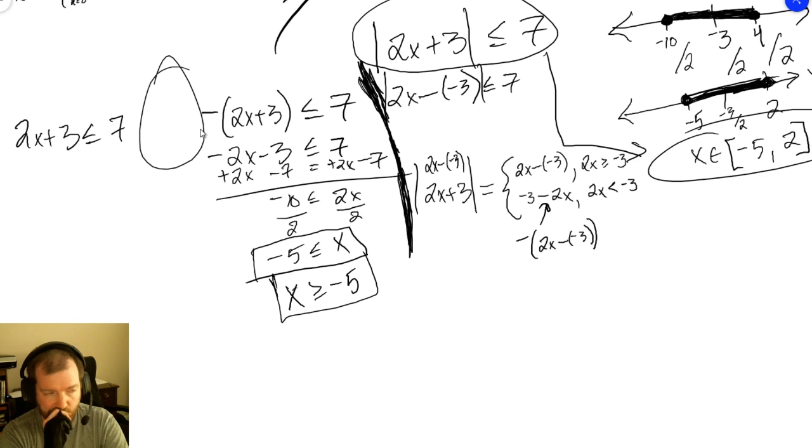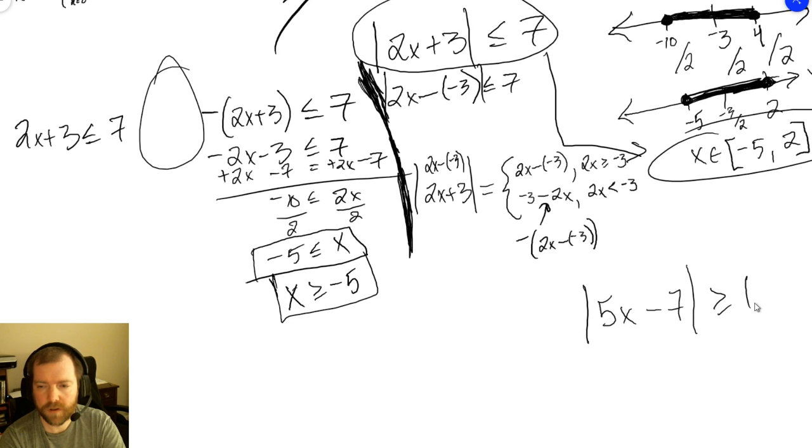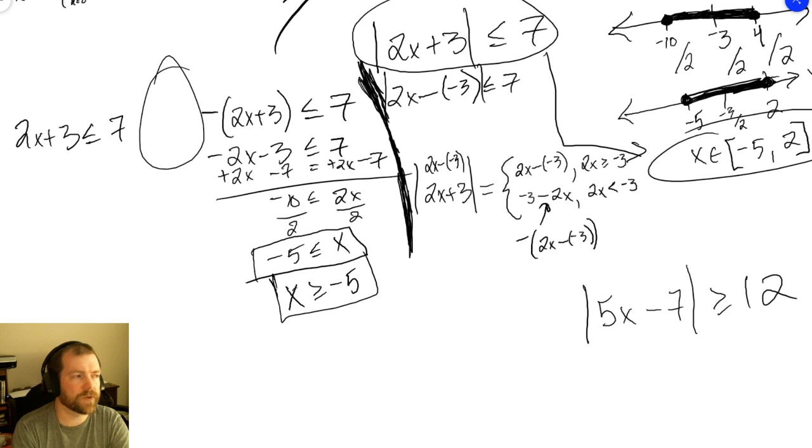All right. So absolute value 5x minus 7 is greater than or equal to 12. I'm going to continue this, but that's going to be our next one. So here, 2x plus 3 is less than or equal to 7. We're missing a word in between these two things. And what's going to happen is we're going to get to the end. We're going to come up with two separate inequalities, and we're going to have to combine them.